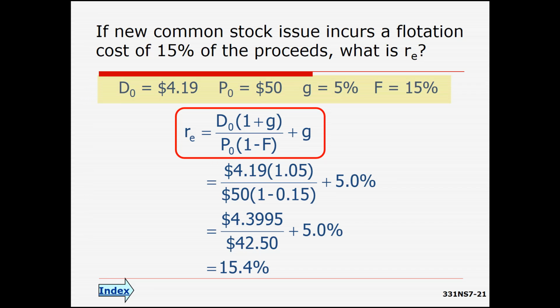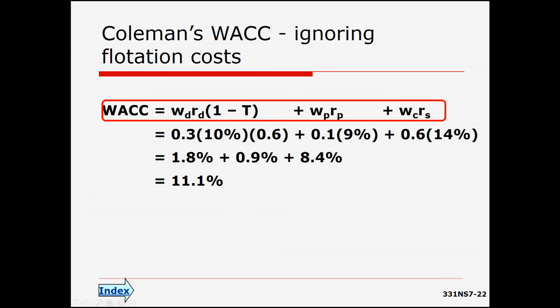Continuing our Coleman example with the addition of a 15% flotation cost. The flotation cost is incorporated into the denominator of the constant growth model, reducing the price received by the issuer. The cost of new equity rises to 15.4%. Ignoring flotation cost and using the cost of retained earnings as the cost of equity, we substitute into the cost of capital equation and find a cost of capital of 11.1%.